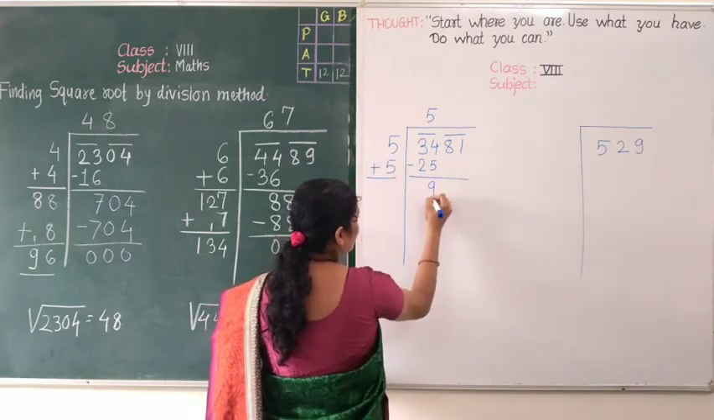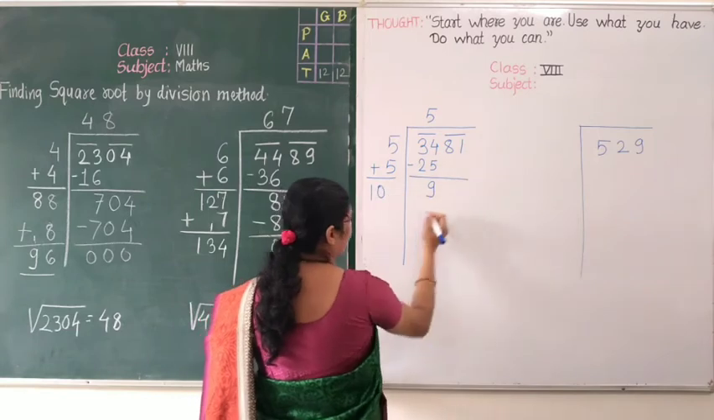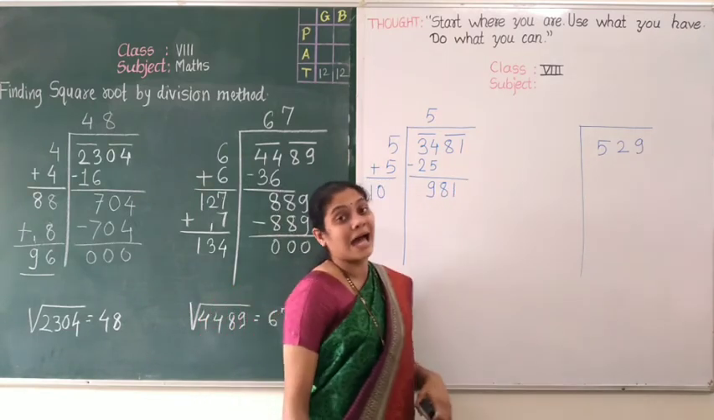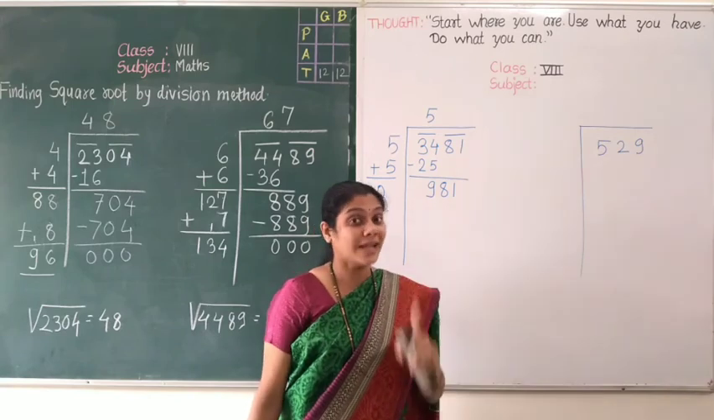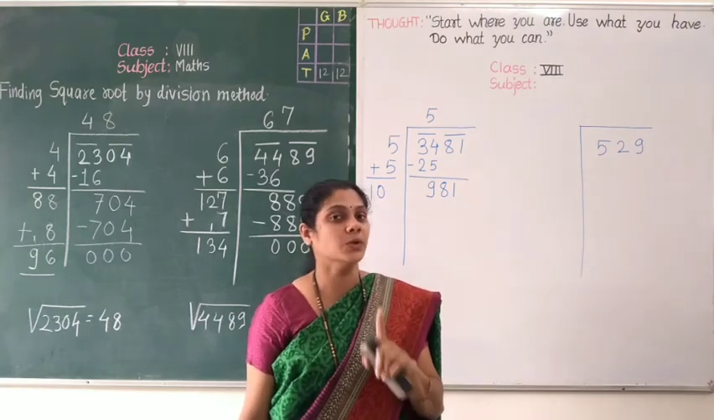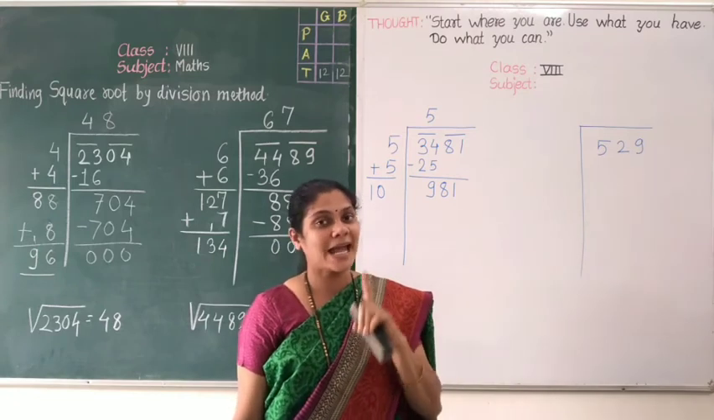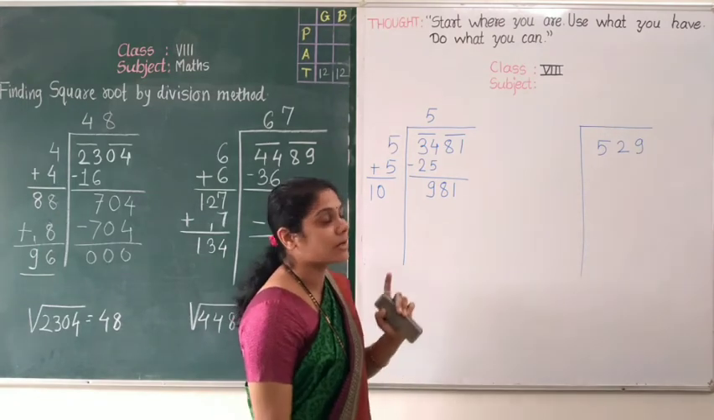So what will come here? 9. And what will come here? 10. So the next number is 81. The unit place number is 1, and the square of 1 and the square of 9 have 1 at the unit place. So the square of 1 is 1 and the square of 9 is 81. So which number will we select?